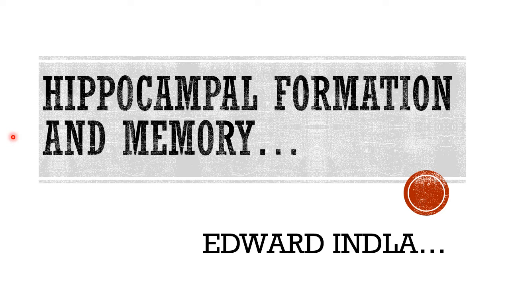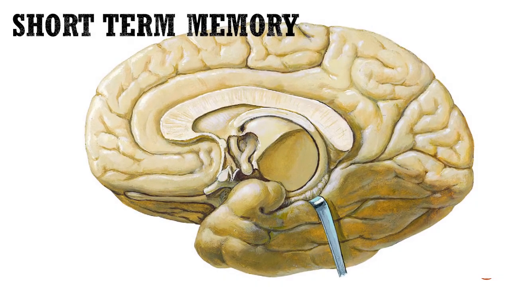If you want any clarification, go through the books once again, study once again, and make notes. Now we'll go through the memory process, the hippocampal formation and the memory process. The neurons of the hippocampal formation and their intrinsic and extrinsic connections for short term memory. First we'll discuss the short term memory.